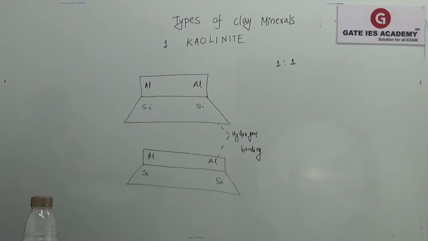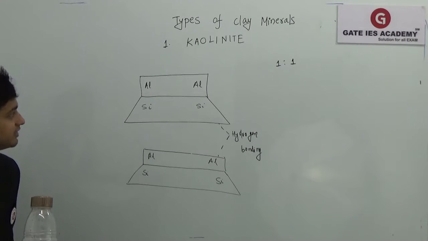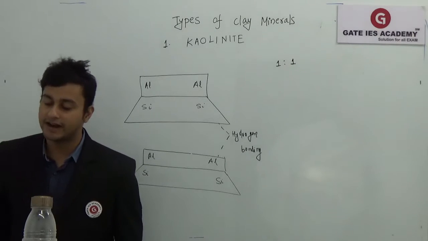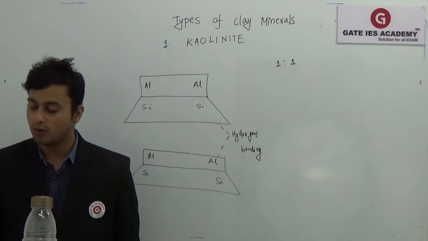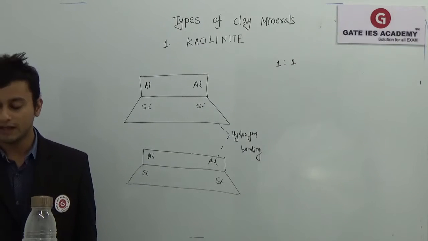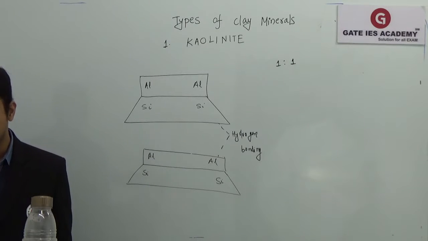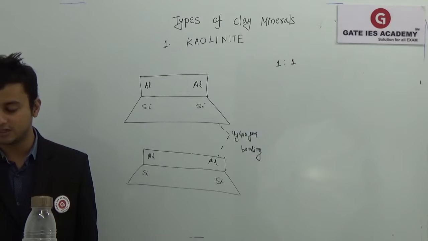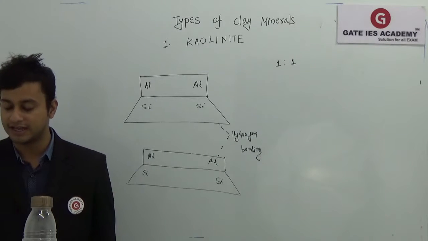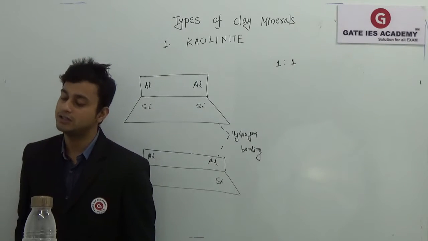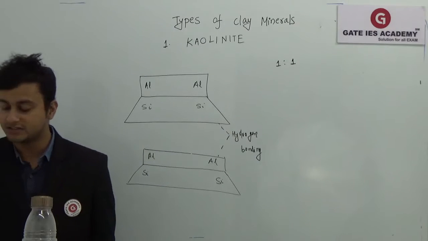It is a 1:1 clay mineral. 1:1 means one silica gibbsite sheet is combining with another silica gibbsite sheet. So write down, it is a 1:1 clay mineral, full stop. Then write down, the bonding forces between one silica gibbsite sheet and another silica gibbsite sheet is hydrogen bonding, which is very strong.